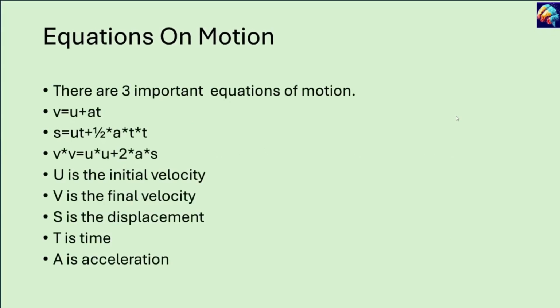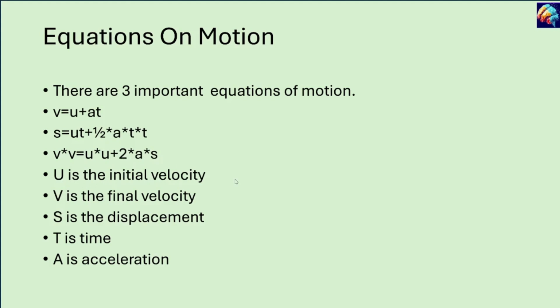Next we will be talking about equations of motion. These are very useful in future when you go to college or university. There are three important equations of motion. First one is v equals u plus at. S equals ut plus half into acceleration into time square. V square equals u square plus 2as.